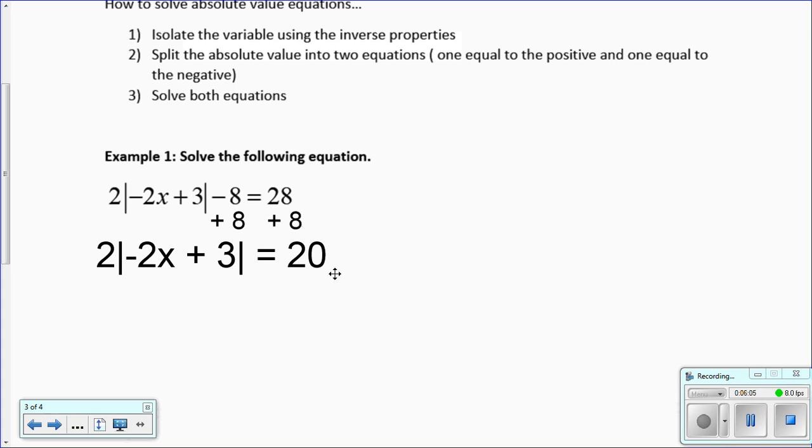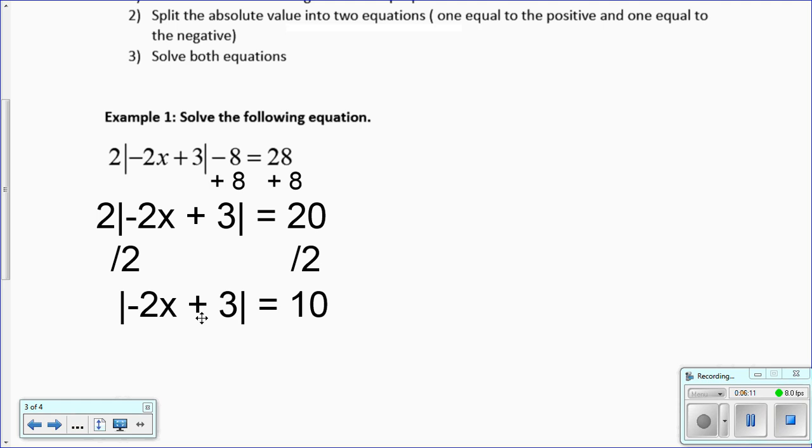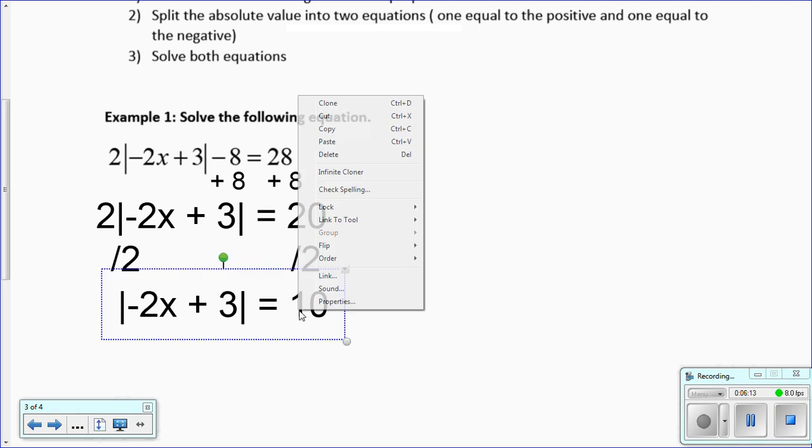28 plus 8 does not give you 20. 28 plus 8 gives you 36. Then we divide it by 2. So we get the absolute value equals, oh, that's going to bug me so much. What's half of 36? 18?